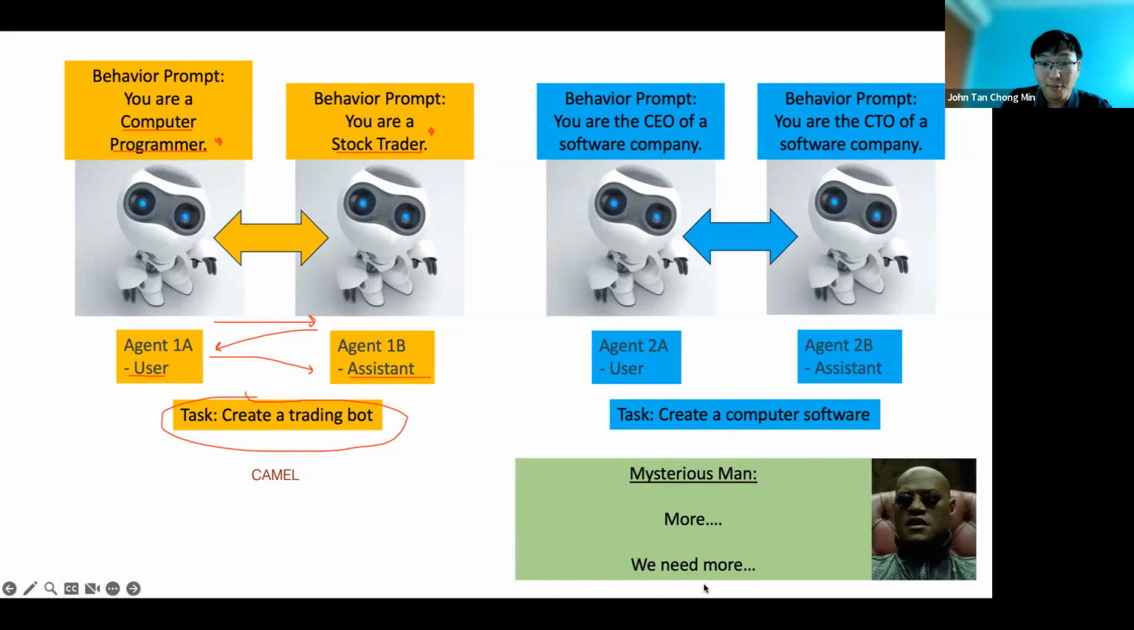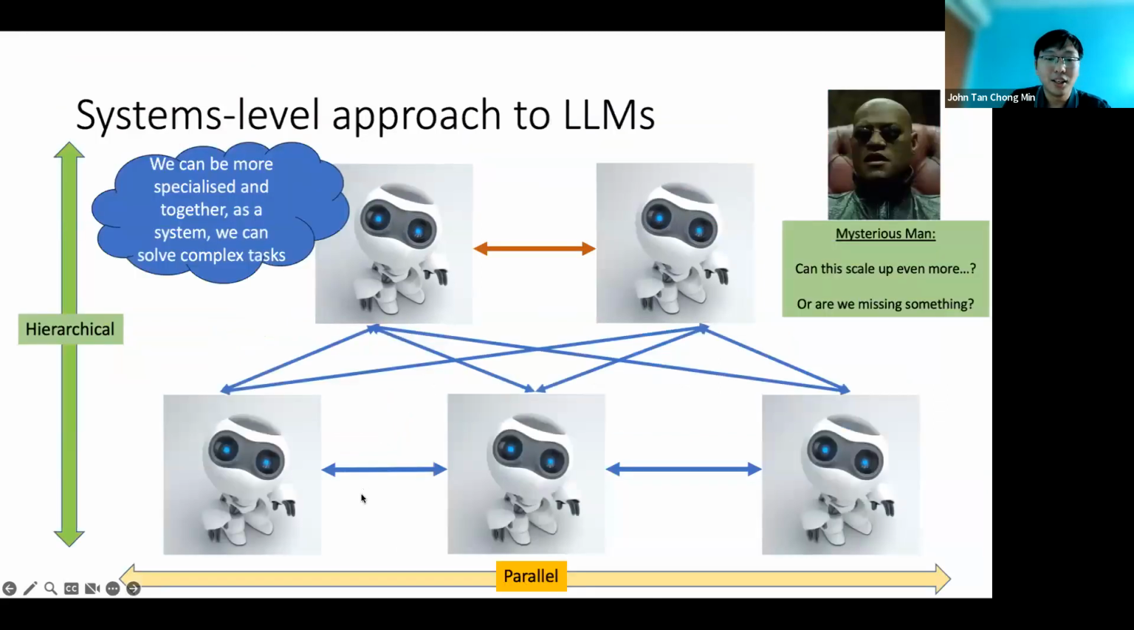Okay, what if we can have more of this? This is just the beginning, right? This is the basics of what can be done. There can be more ways. So more and more people are talking about a systems level approach to large language models. Each large language model agent is equipped with different skills, different tools, different memory, and so on. And they can all be part of a whole process chain.